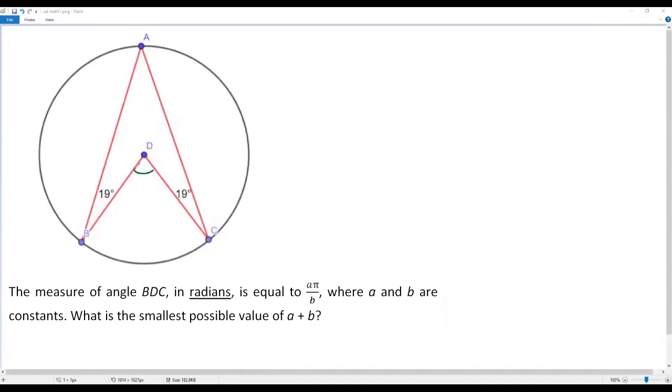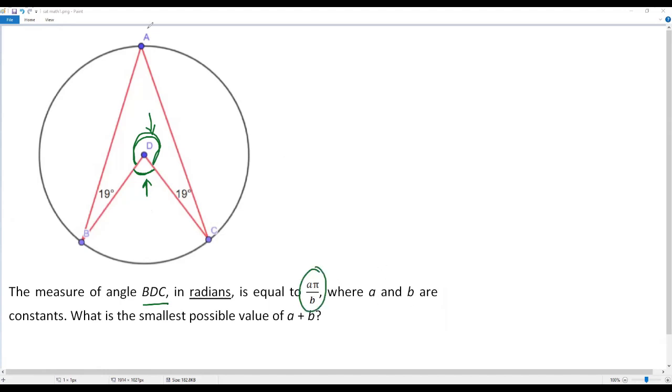So this is a position of angle BDC. And we have one more position for angle BDC, that is over here. So both the angles marked over here represent the angle BDC. So we have to get the measures of both the angles. Once we get the measures of both the angles, we have to write them in radians, particularly in this form. Then we can get the values of constants A and B.